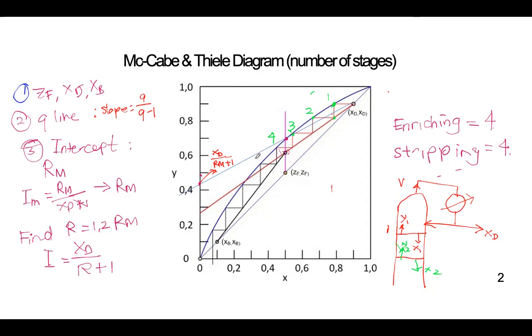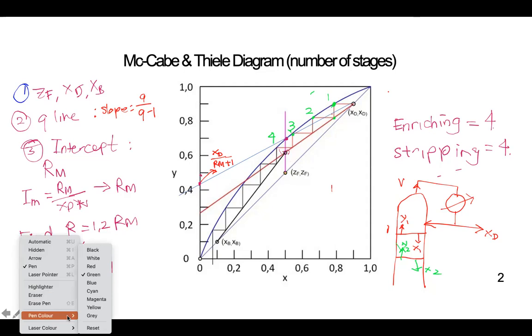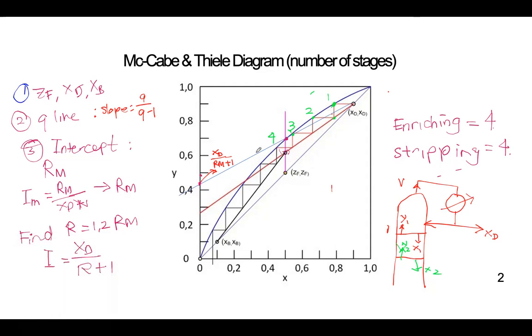Now you want to find the stripping section. Stage number 5 is the stripping section. Stage number 6 is the stripping section, and 7 and 8. So this tells you how many trays you will need.